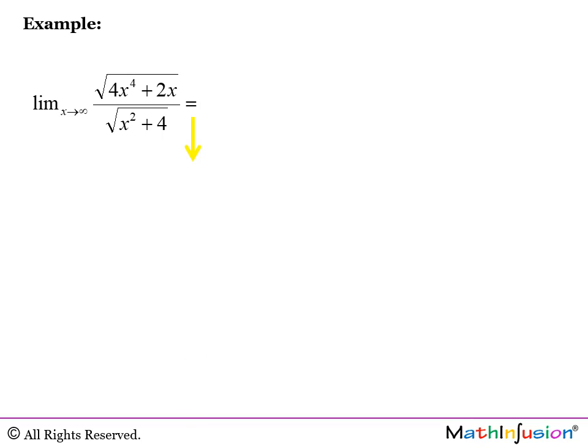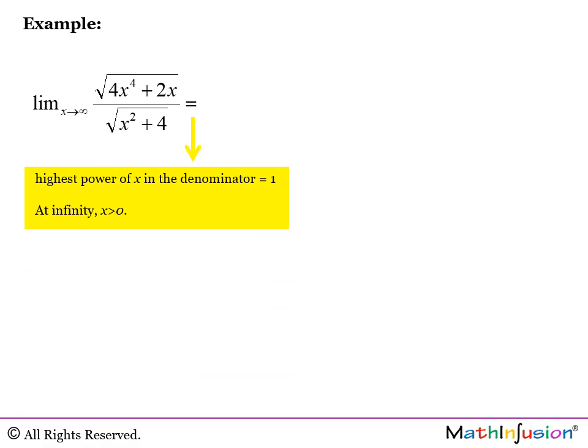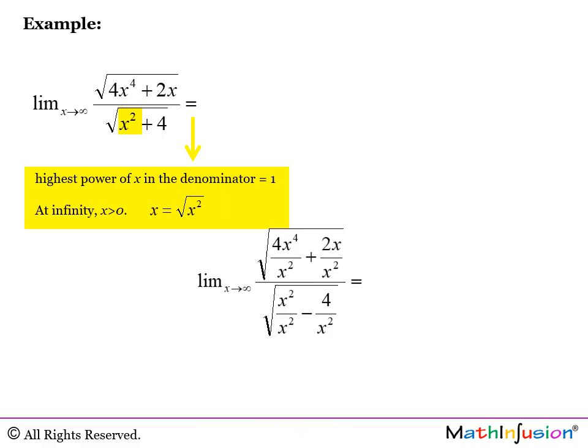Be careful now. We have to divide everything by x because the highest power of x in the denominator is 1. And we also have to notice, and we will start noticing that it is important, if x is positive or negative. When x approaches infinity, x is obviously positive. It means that in the square root, we have to divide everything by x to the power of 2.